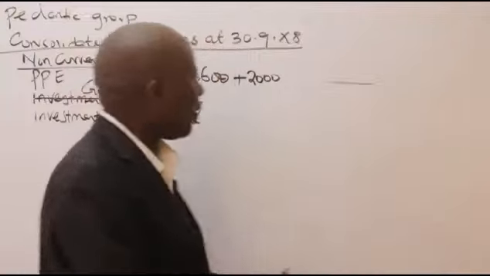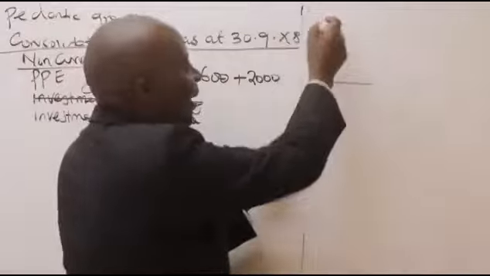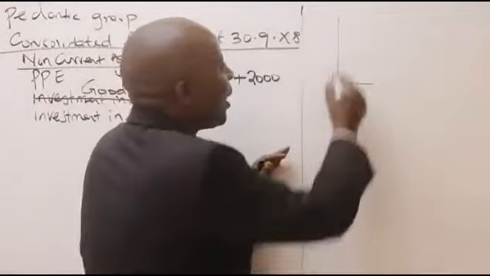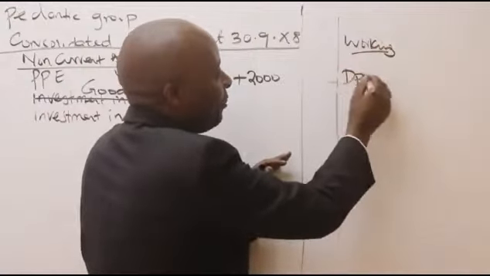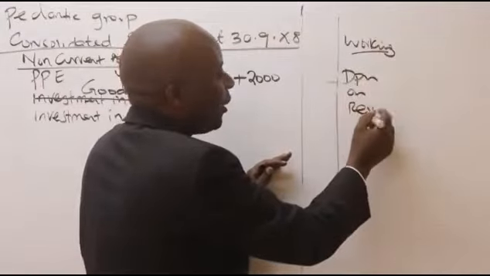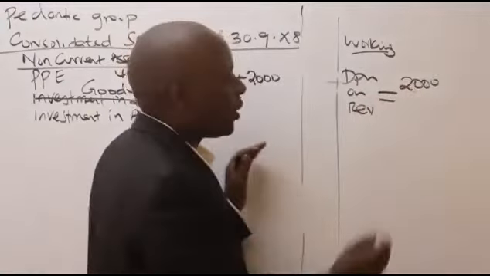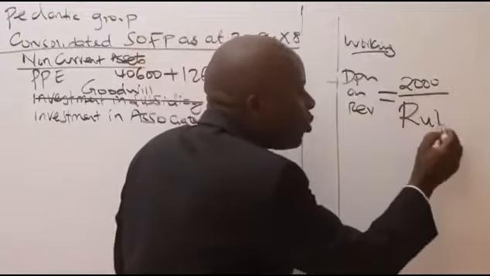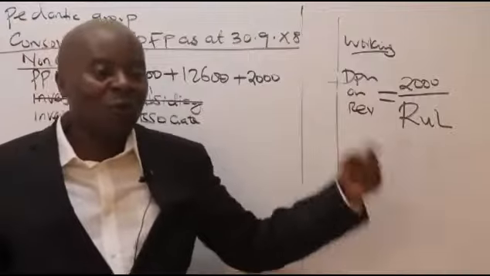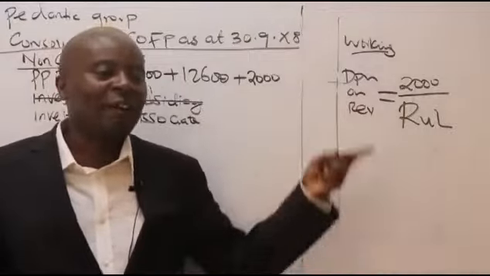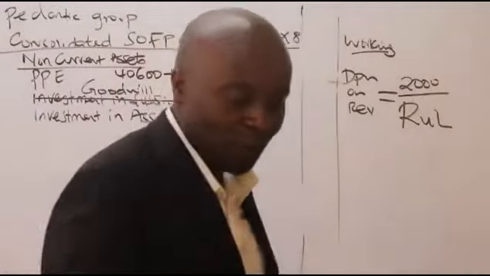So, ladies and gentlemen, go ahead and calculate for me. Now here, by the side, I have a place where I'm doing my work. So I would want depreciation on revaluation. I'll take the revaluation amount itself, which is 2,000. I divide this by my RULE. RULE stands for the remaining useful life.